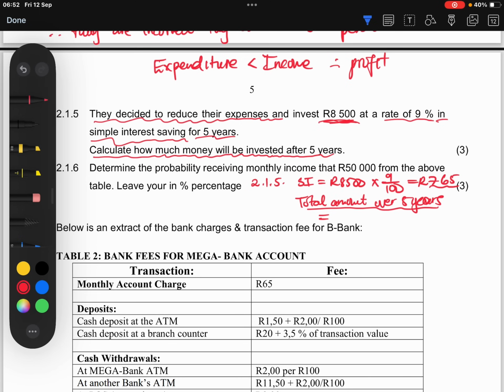So what we do, we take the 765 rand, we times by 5, and we add the principal amount, which is the money that they've taken. So the answer there is going to be 12,325 rands. That's the money that they're going to receive after 5 years. So we've taken the 765, which is the interest. This is the interest, guys, the interest per year.